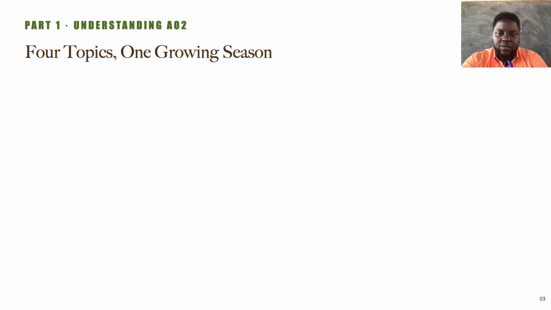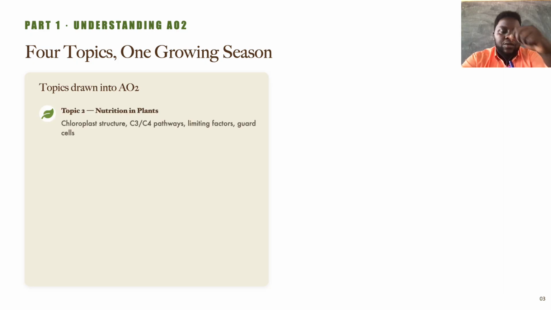Now, let's continue with understanding assessment objective 2. Assessment objective 2 has 4 topics that are involved in it. On the left side of our screen, we have the topics. The first topic is nutrition in plants. This covers chloroplast structure, the C3 and the C4 photosynthetic pathways, limiting factors like light, temperature, carbon dioxide concentration, and the structure and the function of guard cells, which control the stomata.